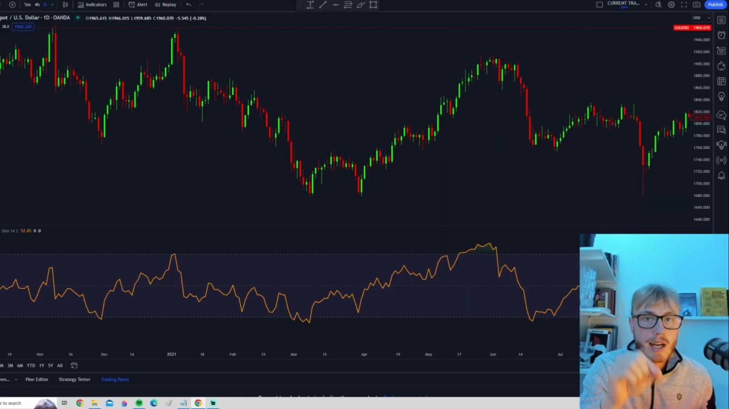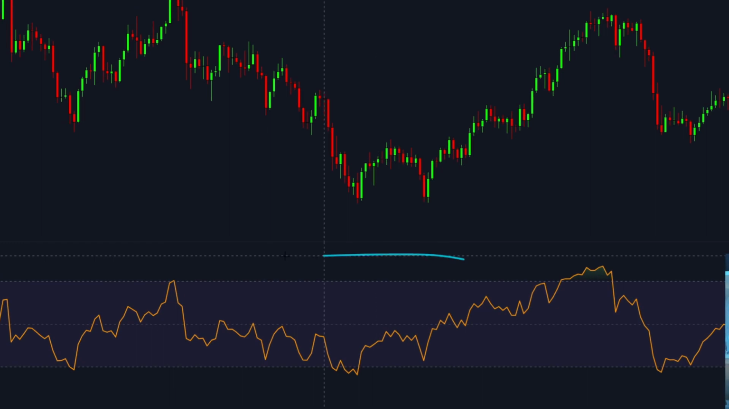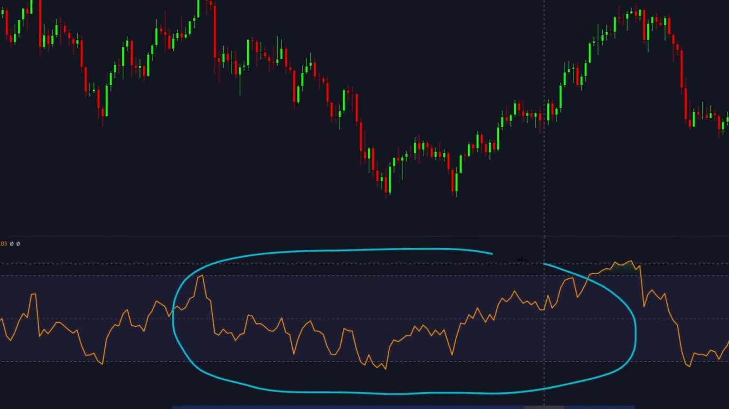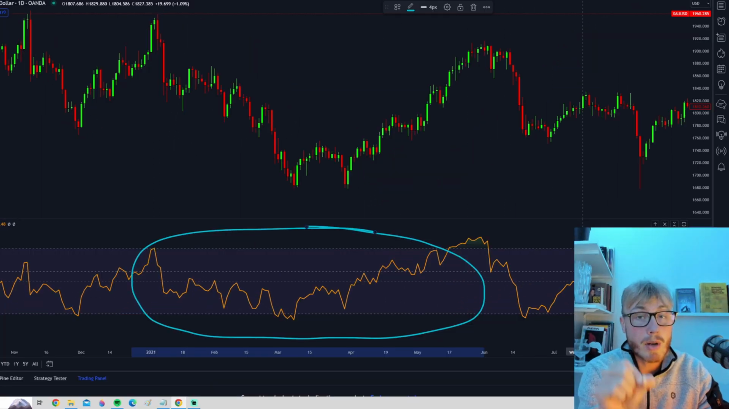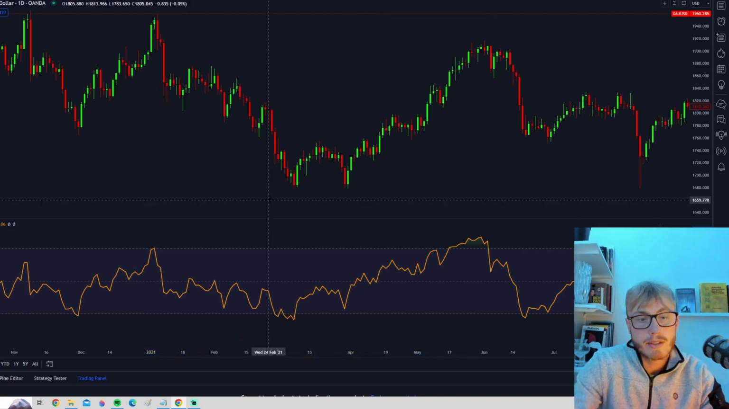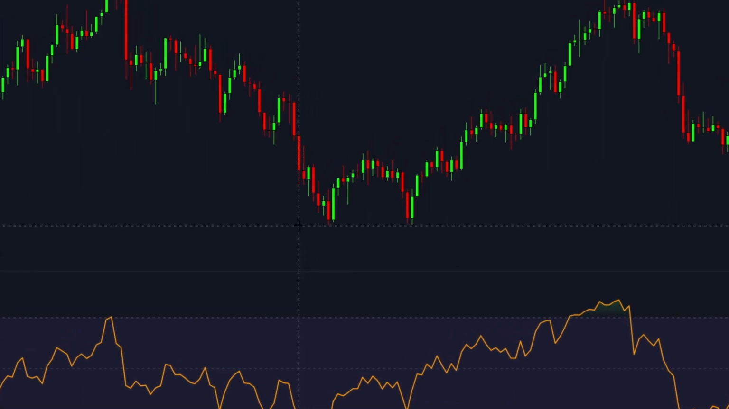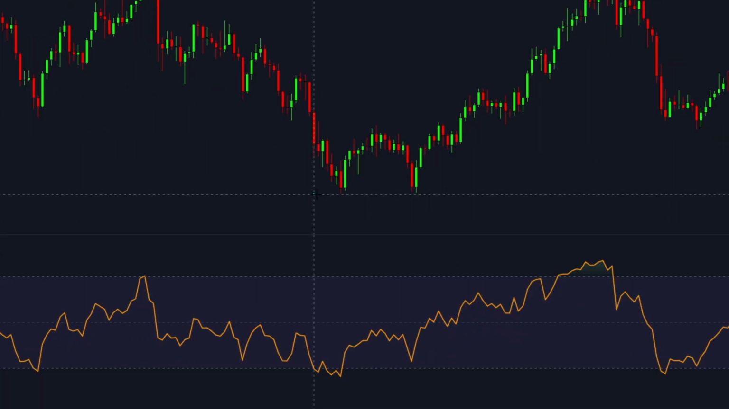The next strategy I want to talk about is a strategy where we use the classic double bottom pattern together with the RSI indicator. So once again, you want to make sure that you have your RSI indicator open and that you have the same RSI settings as we had in our previous trading strategy. The next step here is to find a double bottom, and a double bottom is a pretty simple pattern. You basically want to find one low and then you want to find another low at the same level.